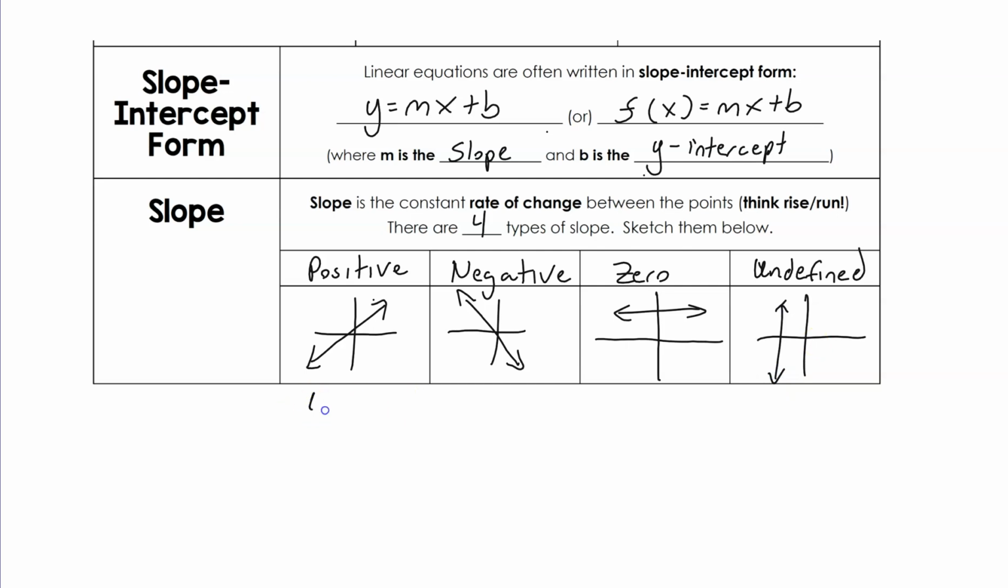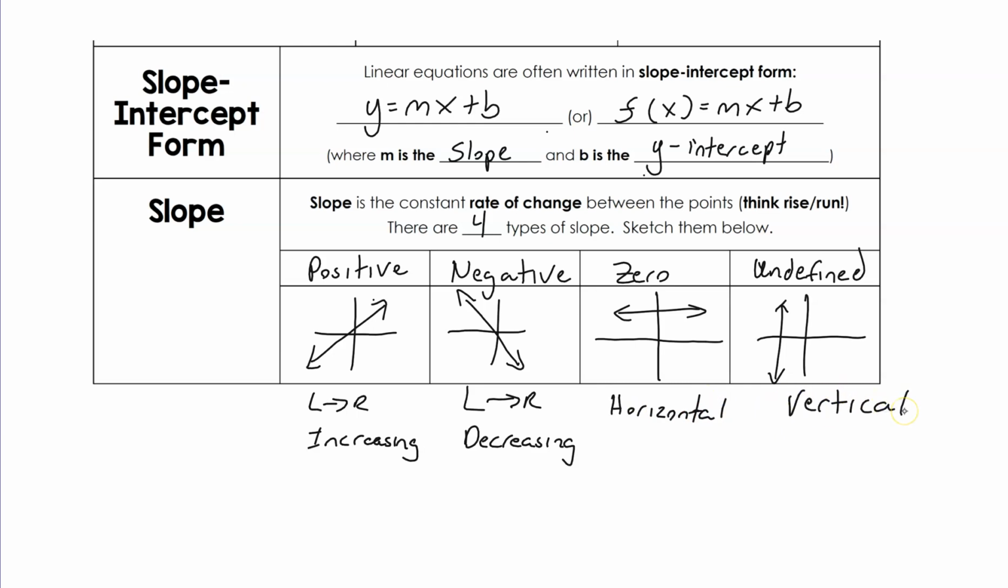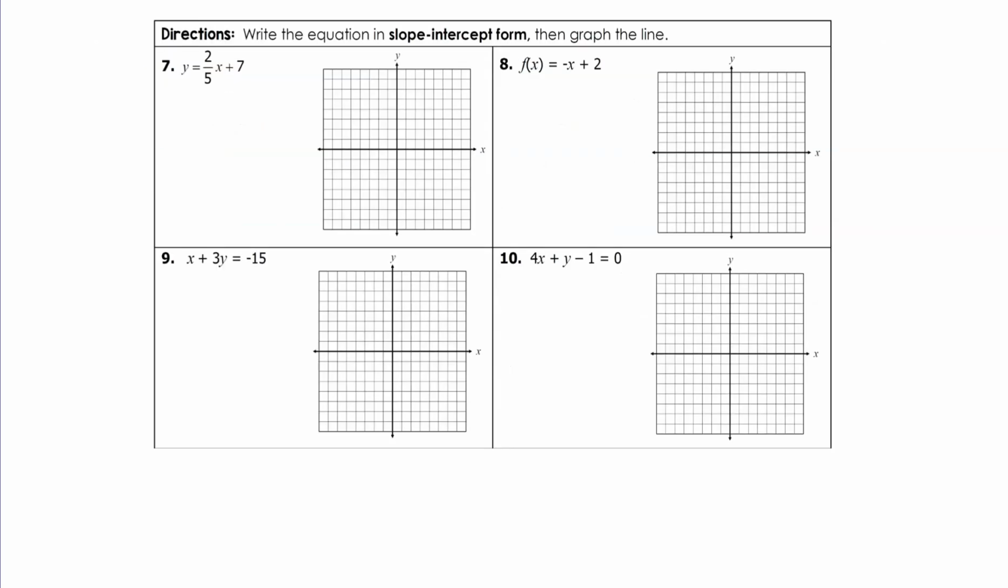Okay, so this one is from left to right. We are increasing. This is from left to right. We are decreasing. This is horizontal. And this one is vertical, right? All should be reviews from Algebra 1.